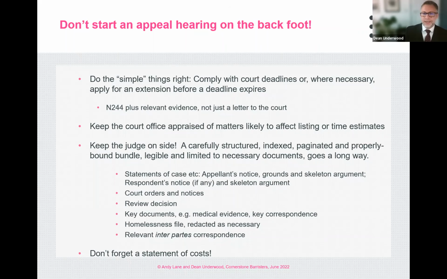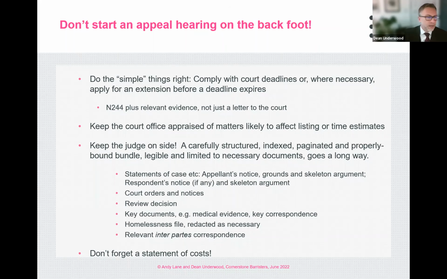If you paginate that, index it effectively and tab it, you will have the judge on side from the very start. I appreciate that the obligation to compile the bundle usually lies with the appellant in these cases, but that of course does not absolve the local authority from responsibility for at least seeking to provide the court with a properly structured and paginated bundle.